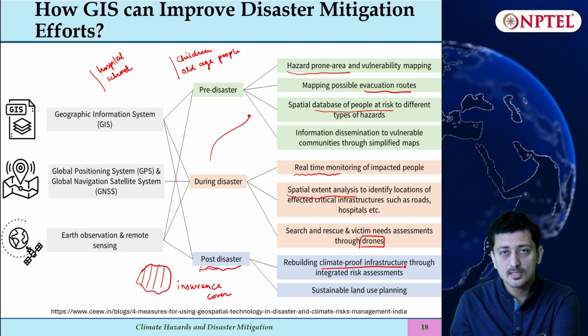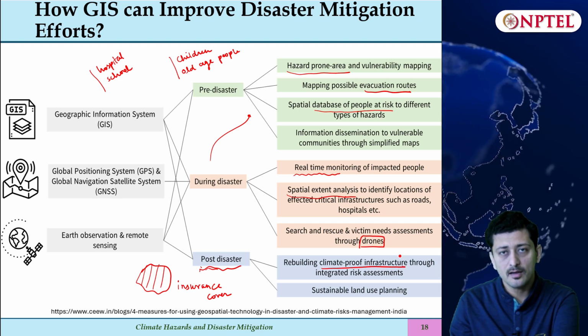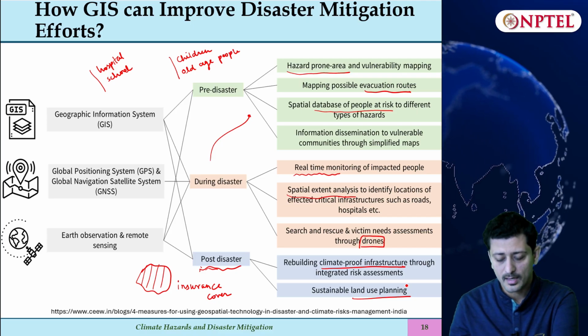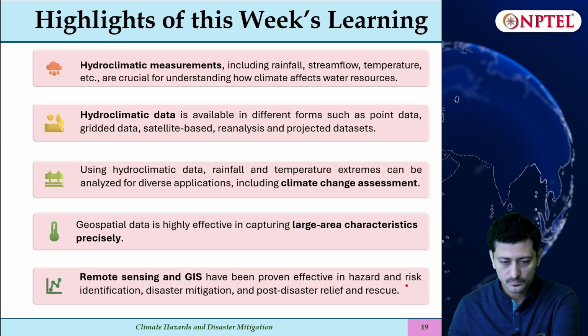Also climate proof infrastructure. So if our infrastructure is recurrently affected by disaster, how can we climate proof them, or if there are requirements to amend the land use planning.